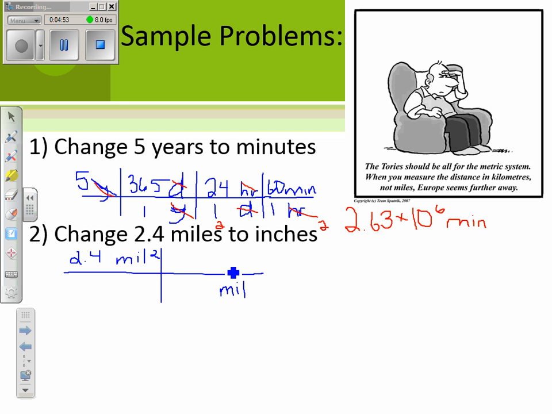If that's the case, then I'm going to want miles on the bottom, and I have miles and feet that are connected. Then I'm going to go from feet to inches. Now the thing here is that this is miles squared, and for every 1 mile, there are 5,280 feet.